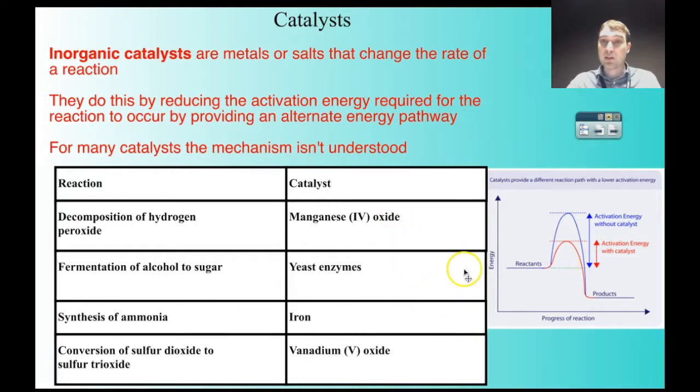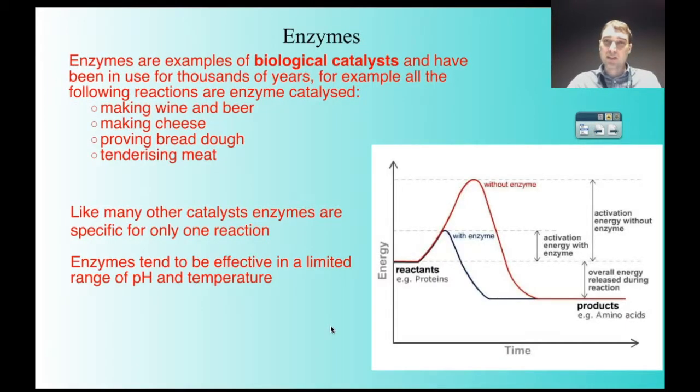For many catalysts, we don't know how the alternate energy pathway provides a lower activation energy. We don't know, for example, how platinum increases the rate of reaction in a catalytic converter. But we know it does, so we use that. So these are inorganic catalysts, metals or salts. Biological catalysts are a little bit different.